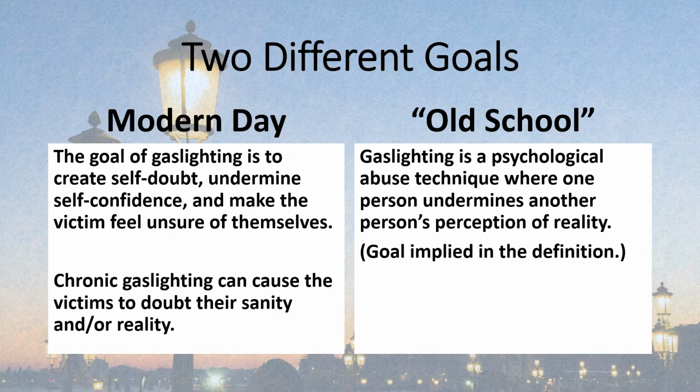But the goal of modern day gaslighting is to create self-doubt, undermine self-confidence, and make the victim feel unsure of themselves. And then that goal goes on to say that chronic gaslighting can cause the victim to doubt their sanity and or reality. Now, when we look at the old school goal, well, there's nothing else there. I just had to repeat the definition that was on the previous slide because the goal is implied in the definition. So when we look at these two different goals, we can see that the modern day version of gaslighting considers gaslighting to have been achieved if I just cause you to doubt yourself or I undermine your confidence.